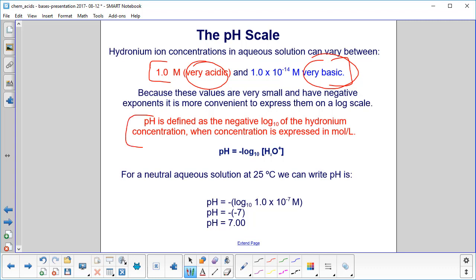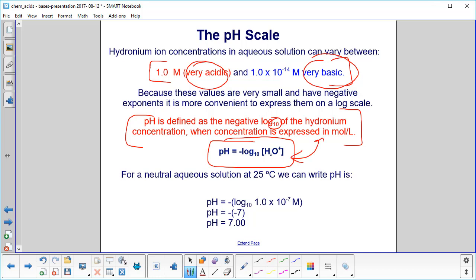pH will be defined as a negative log base 10, okay, so we're not dealing with the ln, of the hydronium concentration when concentration is measured in moles per liter. A lot of words there, but if you use the math, look how quickly you can write it, okay? These two things are equivalent.